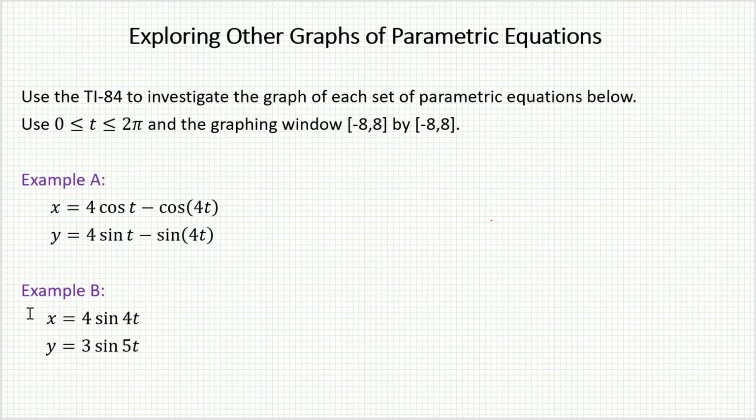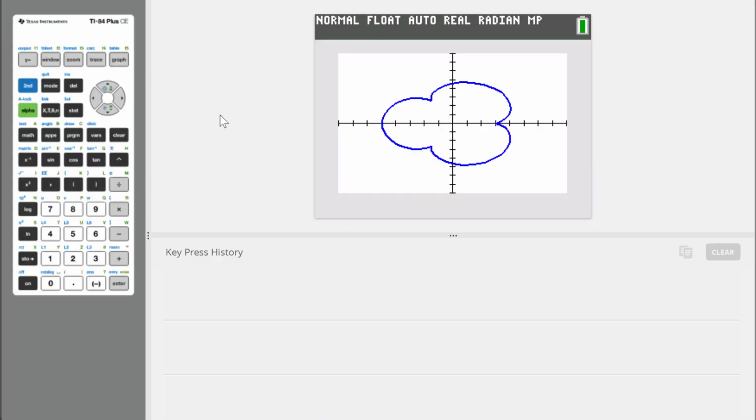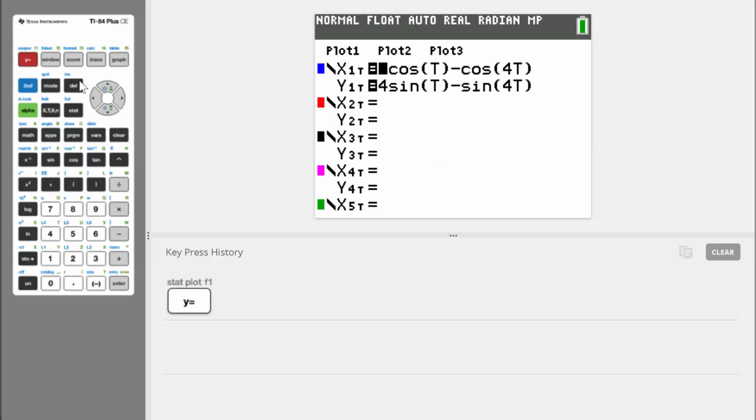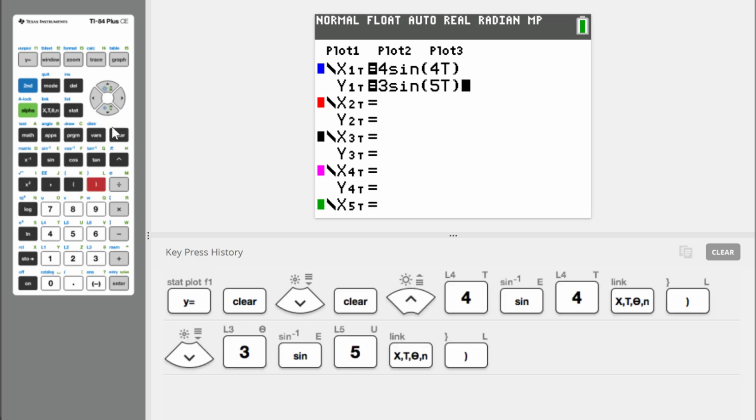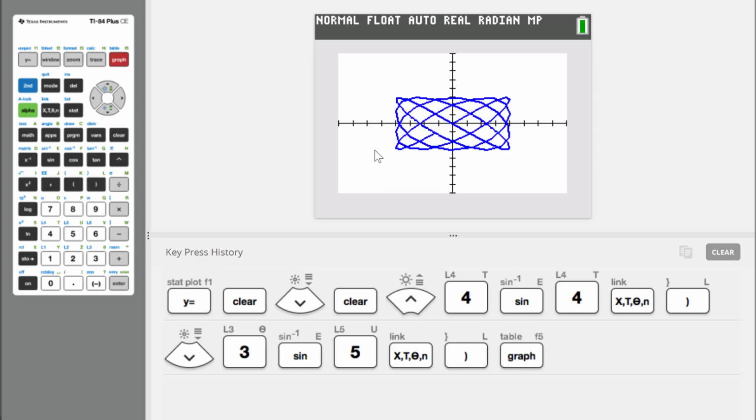The second example we want to look at: x equals 4 sine 4t and y equals 3 sine 5t. So I'll go back to my equation area and put in those new parametric equations. I don't think I need to adjust the window. We already told the calculator to go from 0 to 2 pi for t and negative 8 to 8 in the x and y direction. So let's see what we get for our picture this time.